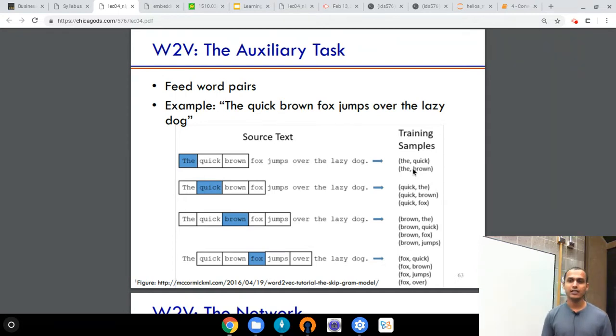So what is the task going to be? The task is to input the first word of the tuple, and I want to predict the second word of the tuple. How do I predict the second word of the tuple? Let's assume I have a vocabulary size of 10,000. Then think of the output as a 10,000 dimensional score vector. Given the word the as the input, the classifier is going to create a 10,000 dimensional score vector, where the score for the word quick is the highest.